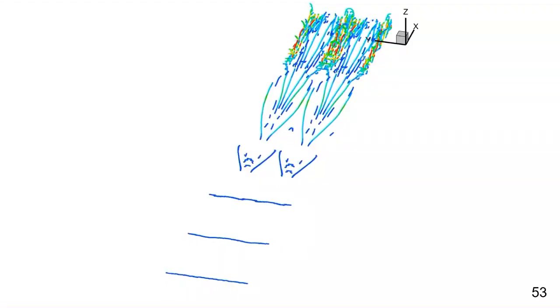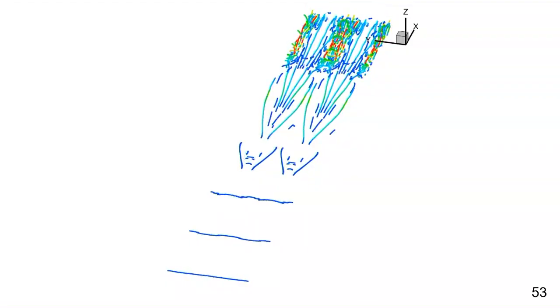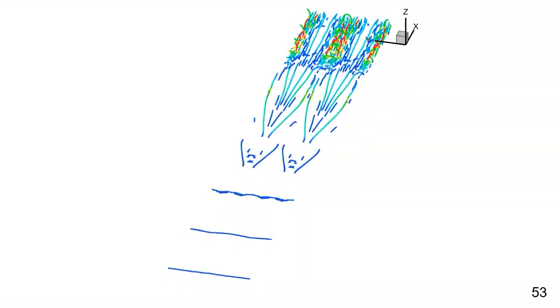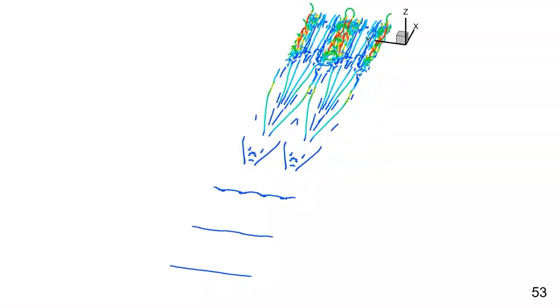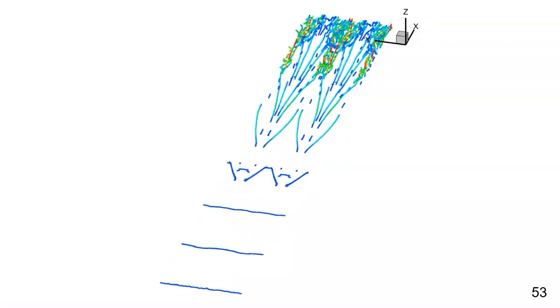So we look at this line. How do span-wise vortices become lambda vortices? Initially it is span-wise. So you see, it becomes curved, and then some small vortices appear in front of it.